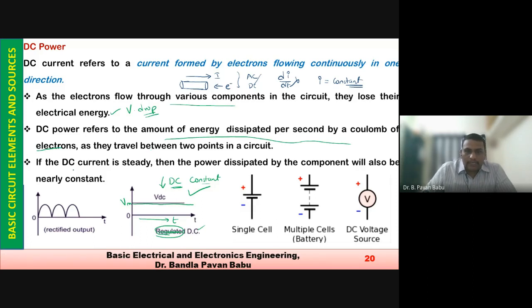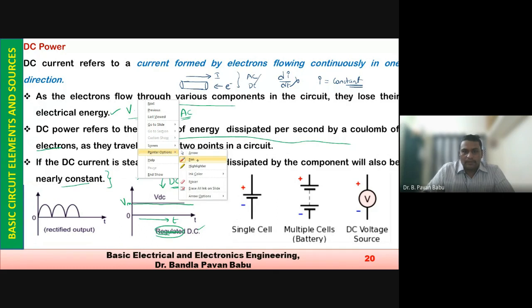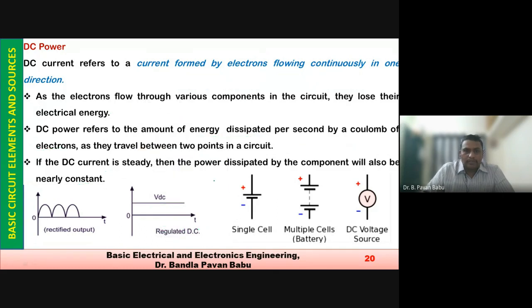Next, if the DC current is steady, then the power dissipated by the component will also be nearly constant. But it will not be constant all the time, only nearly; the drop will be there, but the drop will be less when compared with AC. So that's about the basic things about DC.